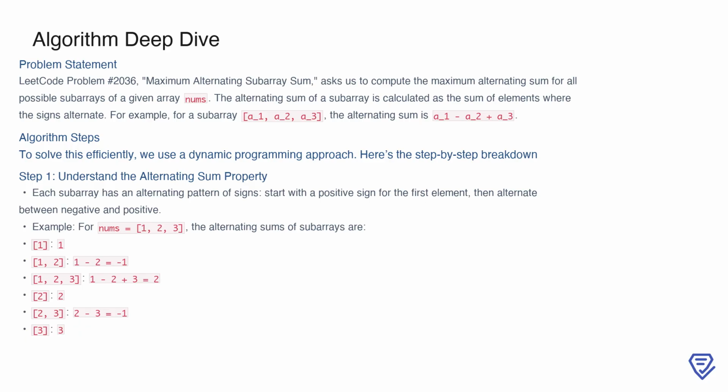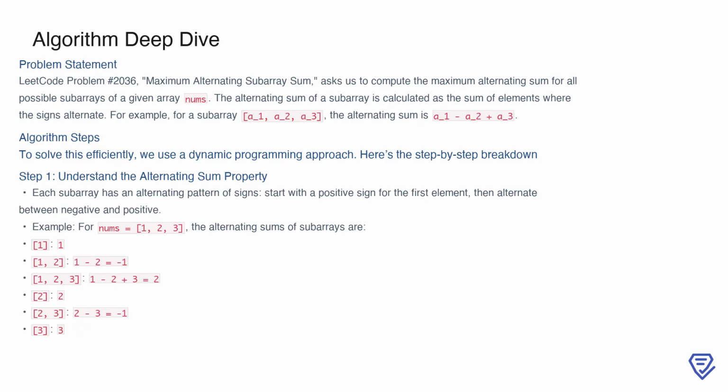First, let's understand the behavior of alternating sums. For each subarray, the pattern starts with the first element being positive, followed by alternating between negative and positive signs. For instance, if nums equals [1, 2, 3], the subarrays would have alternating sums like: [1] is 1, [1, 2] equals 1 - 2 = -1, and [1, 2, 3] equals 1 - 2 + 3 = 2. Similarly, [2] is just 2, [2, 3] gives 2 - 3 = -1, and [3] is 3.